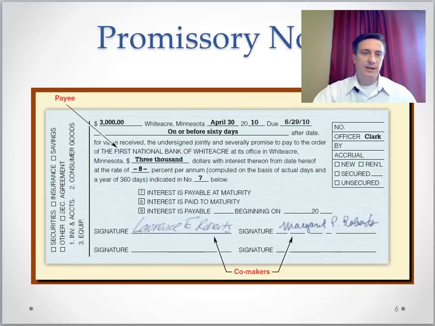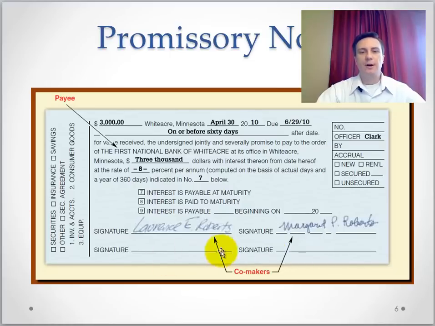It just says that $3,000, Whiteacre, Minnesota, April 30th, 2010, due June 29th, 2010, on or before 60 days after the date, for value received, the undersigned jointly and severally promise to pay to the order of First National Bank of Whiteacre at its office $3,000 with interest. You notice there's an interest amount written in at 8%, and it specifies that.